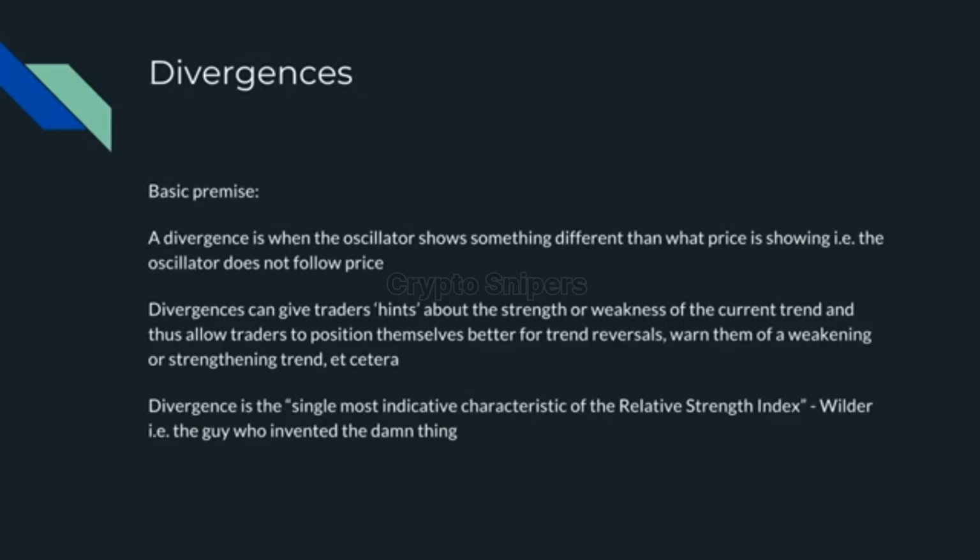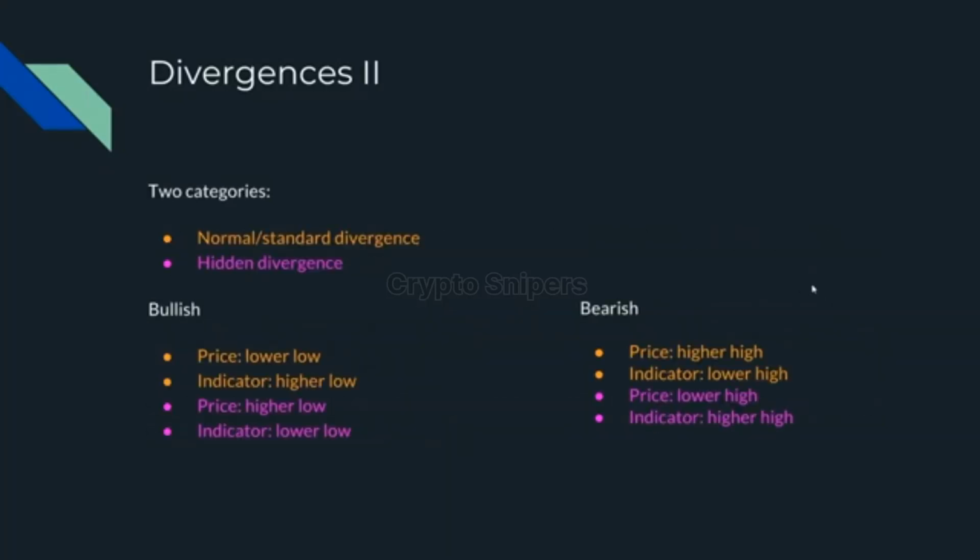And I thought this was an interesting quote from Wilder, probably butchering his name, the guy who came up with RSI. And he says the single most indicative characteristic of the relative strength index is divergences. So if you're not using divergences in your RSI analysis, the creator is very upset with you. So let's get to it.